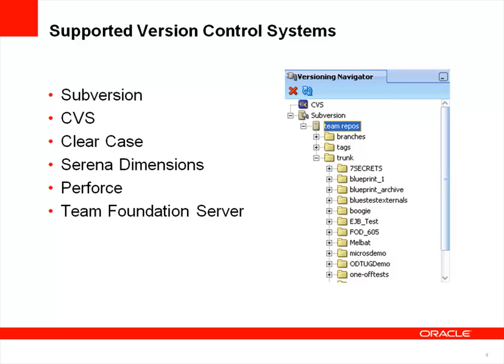The first consideration for developing in teams is the use of version control. JDeveloper supports many popular source control systems, including Subversion, CVS, ClearCase, and others. Support for Subversion is built into JDeveloper, without the need to download a separate extension.